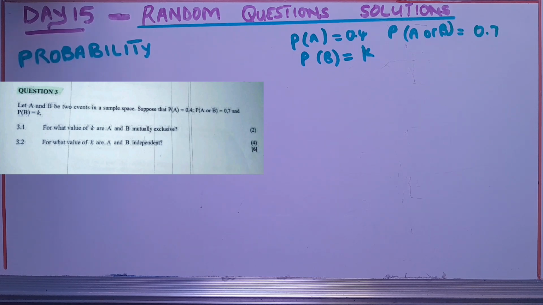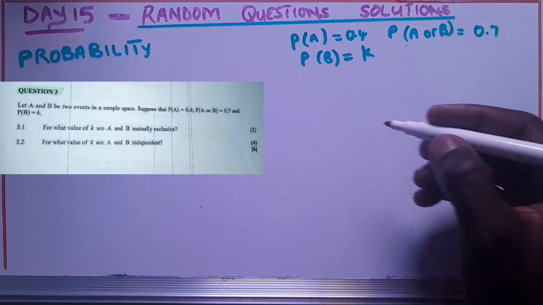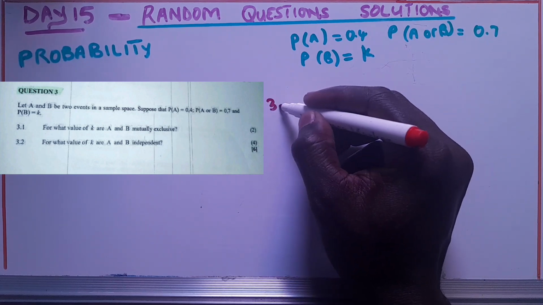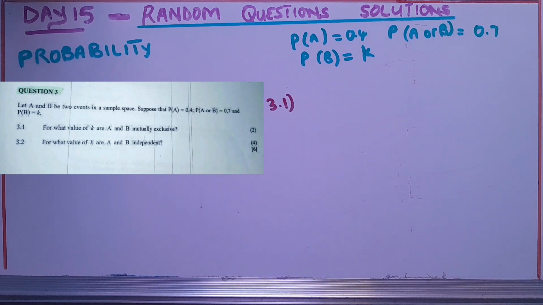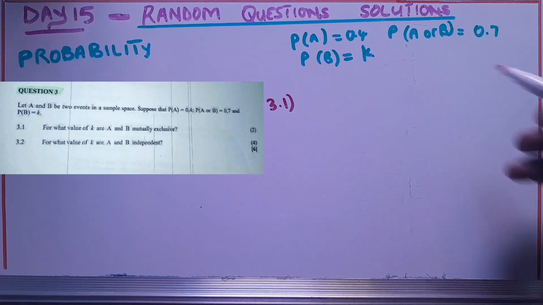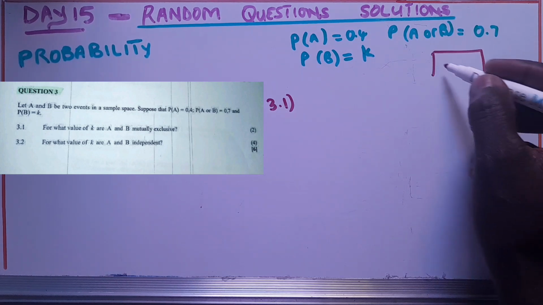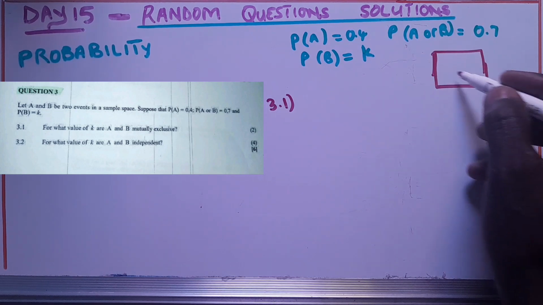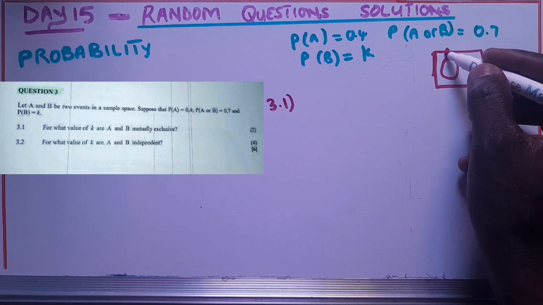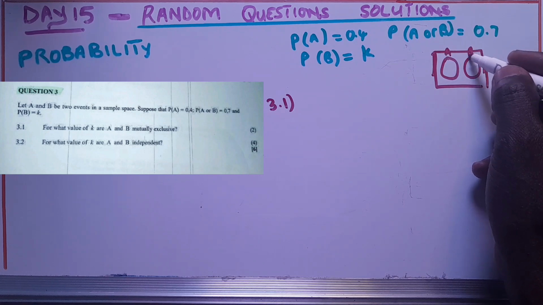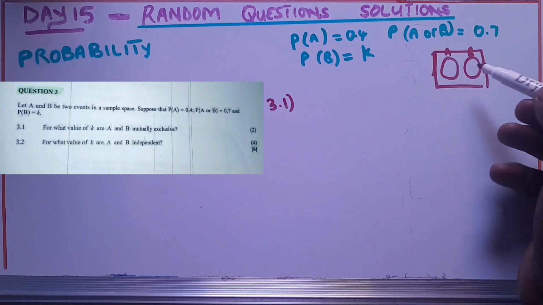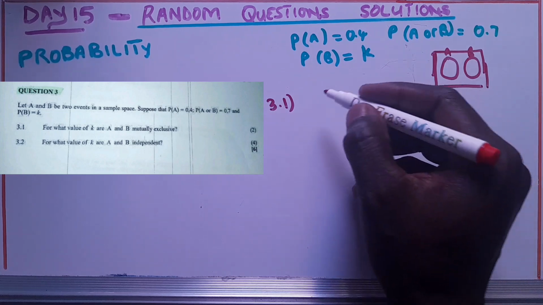So we are trying to find the value of K for which these events are mutually exclusive. So how do we deal with this one? For two events to be mutually exclusive, it means that they have no intersection in between. So we are going to have something like this. This will be A and this will be B. So there is no intersection in between.